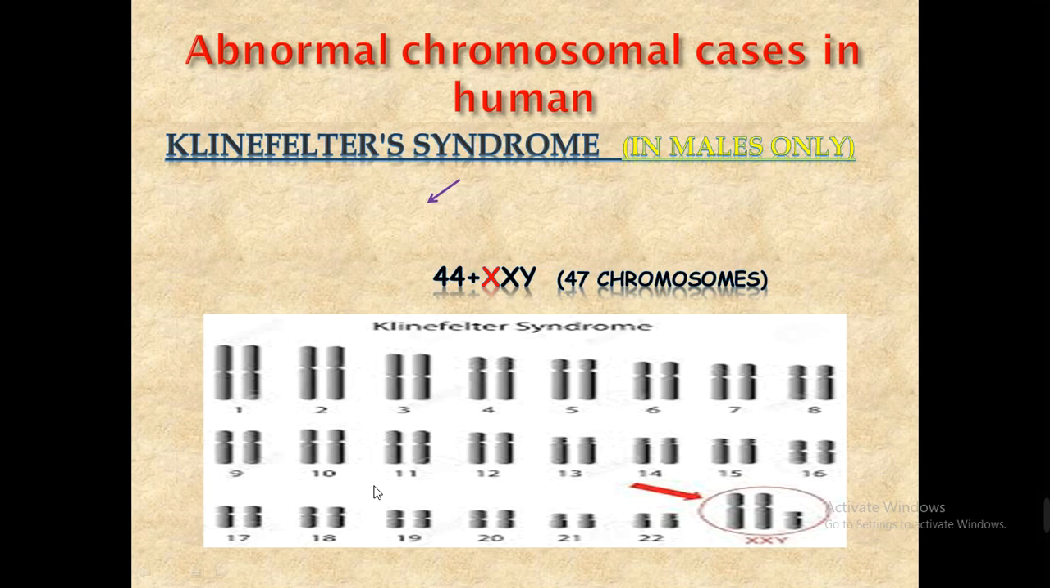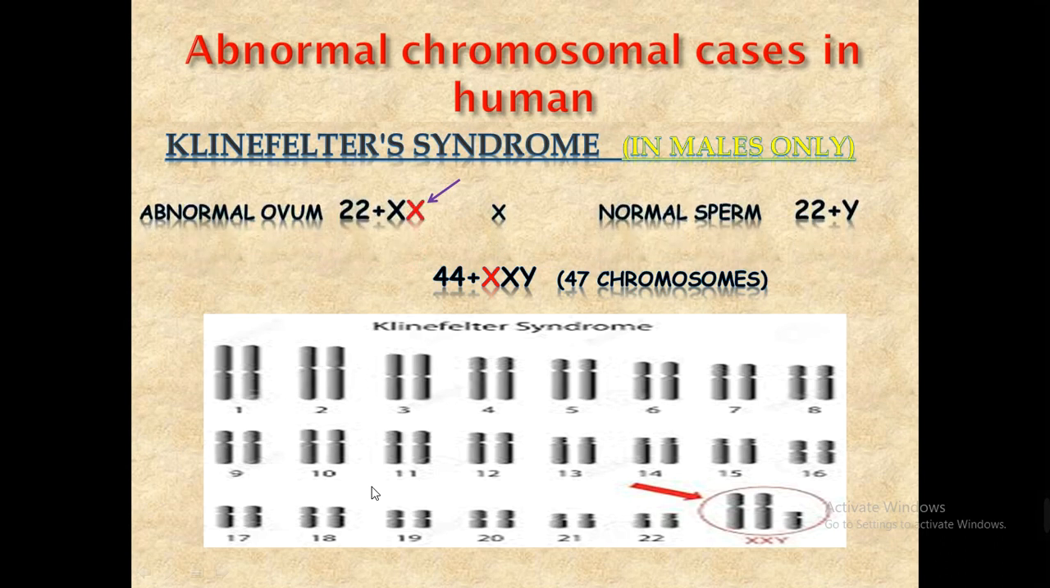Let's start our abnormal cases in humans. The first case is called Klinefelter's syndrome, and it affects males only. It occurs when an abnormal ovum, as we said before, contains 22 plus XX. The second X is an extra X chromosome. It's supposed to be 22 plus X only. This is an extra X chromosome. And the normal sperm is 22 plus Y. So the reason here is the abnormal ovum of the mother. After fertilization, let's sum them together.